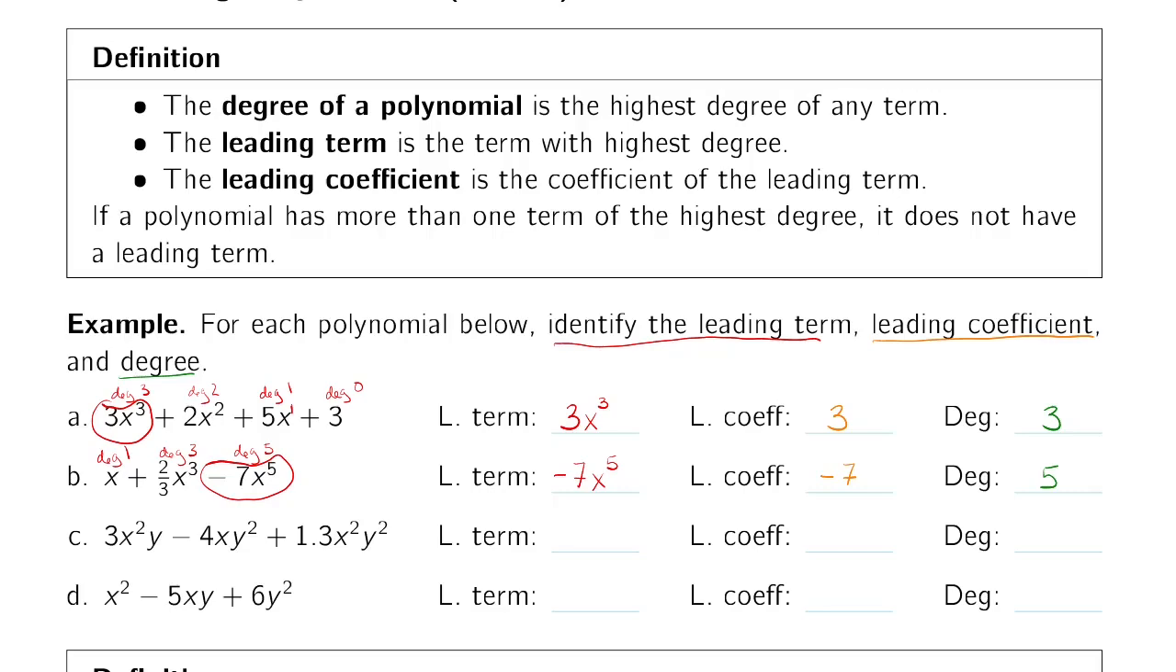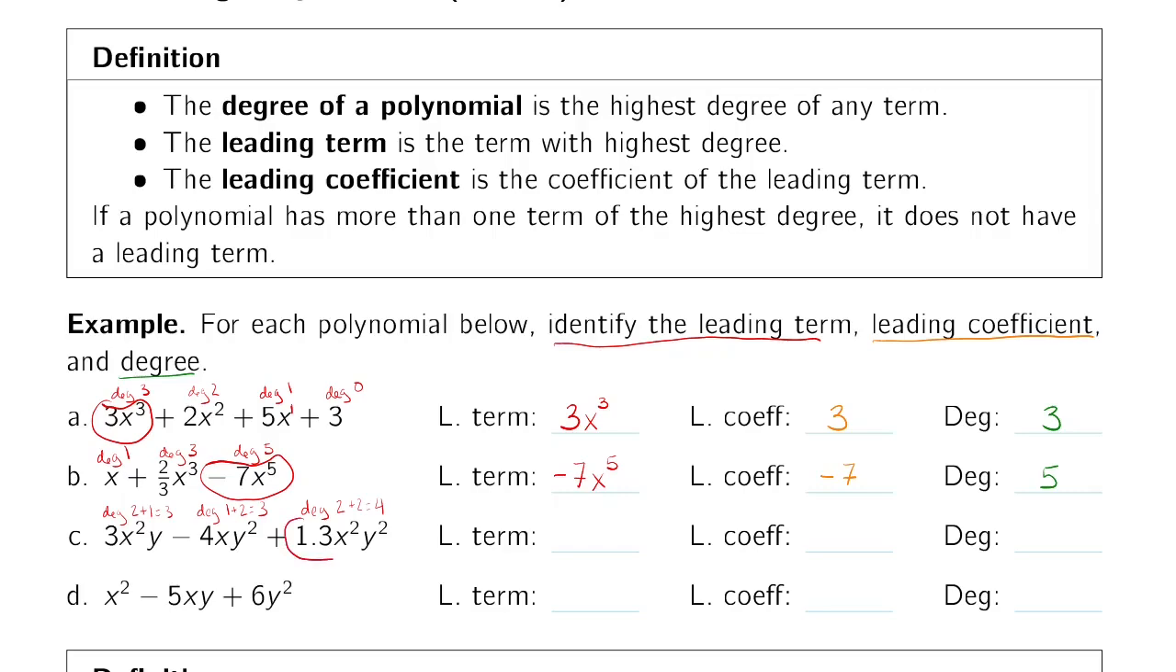So in this first term, we have 3 times x squared times y. So our degree is 2 copies of x plus 1 of y is 3. In this term, we have 4 times x times y squared. So our degree is 1 copy of x plus 2 copies of y is 3. And then in this last term, we have 2 copies of x and 2 copies of y. And so our degree is 2 plus 2 is 4.